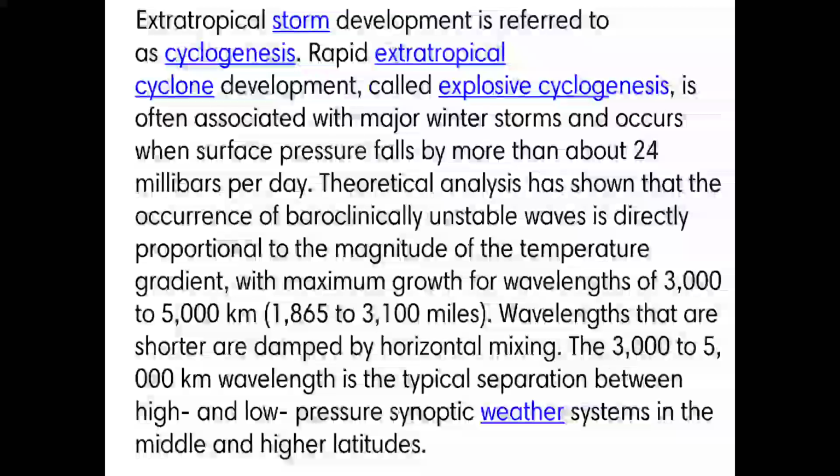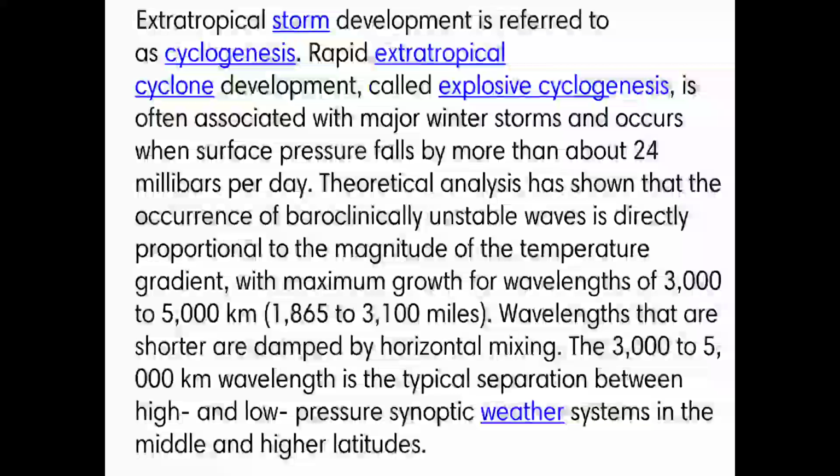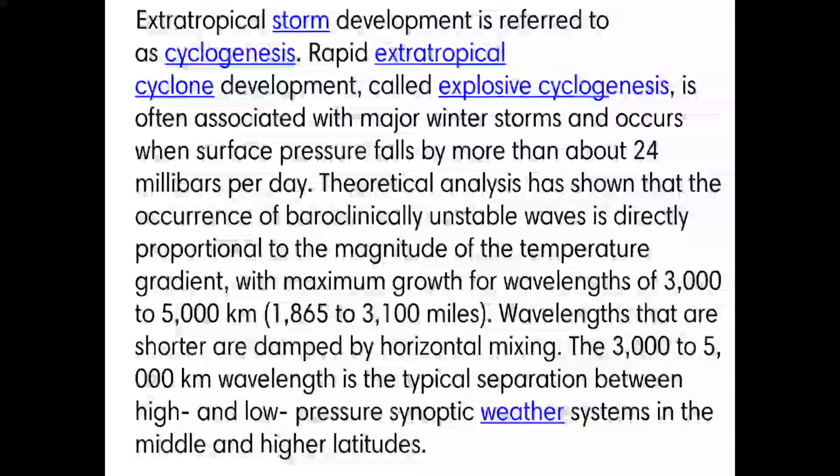Extratropical storm development is referred to as cyclogenesis. Rapid extratropical cyclone development, called explosive cyclogenesis, is often associated with major winter storms and occurs when surface pressure falls by more than about 24 millibars per day.